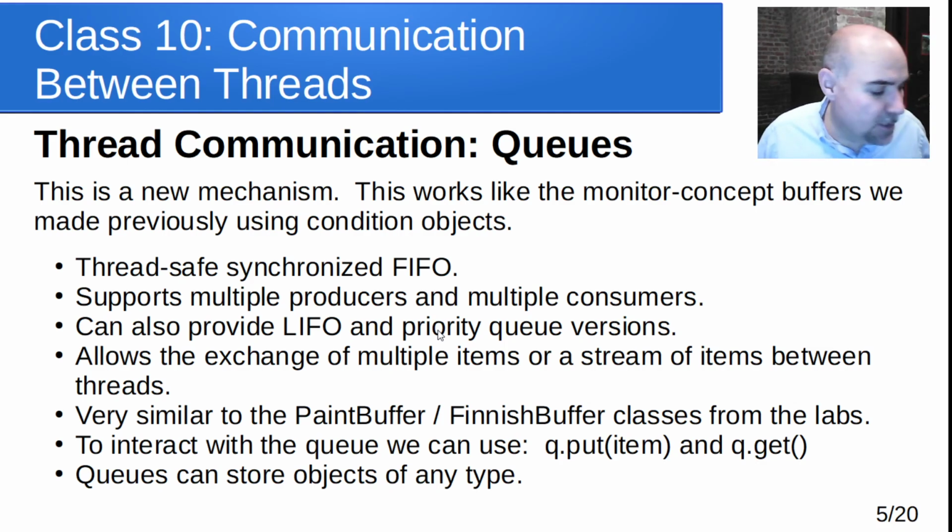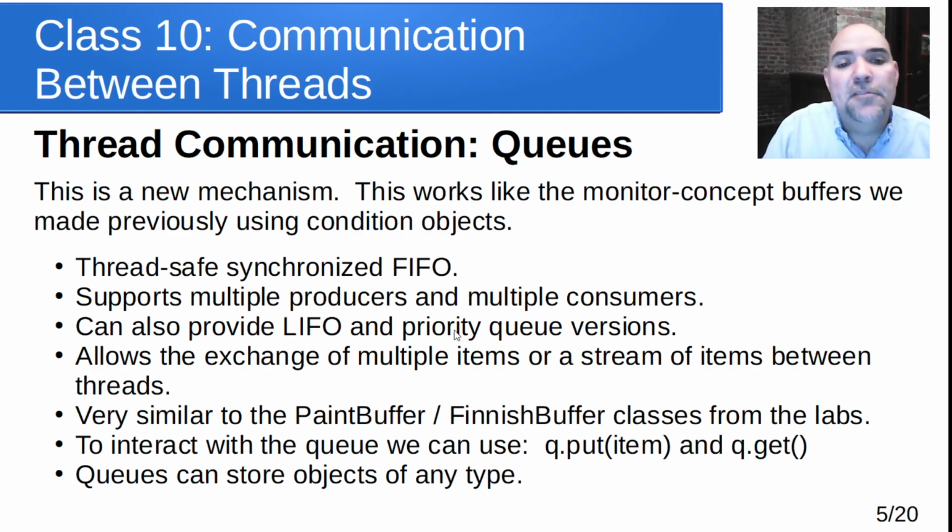So the mechanism we're going to look at today is a thread communication mechanism called queues. A queue is a new mechanism; we haven't seen this before. It's not really a synchronization mechanism, although it has synchronization internal to it that makes sure it's thread safe, that it works correctly, and that the data is protected in it. But it essentially works like those monitor concept buffers that we created for the previous lab. But it's already done for us. It already exists inside of this object called a queue object.